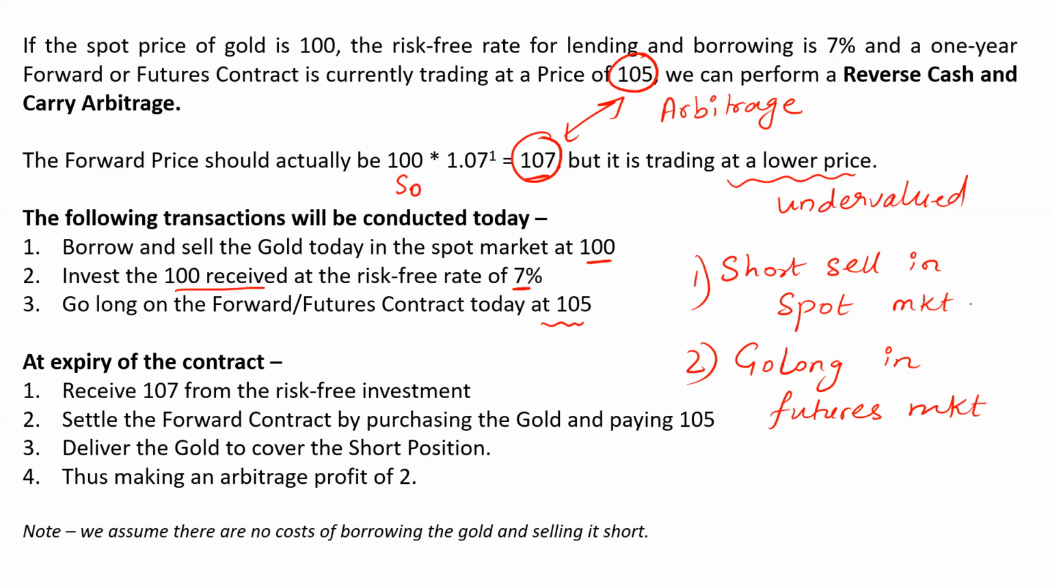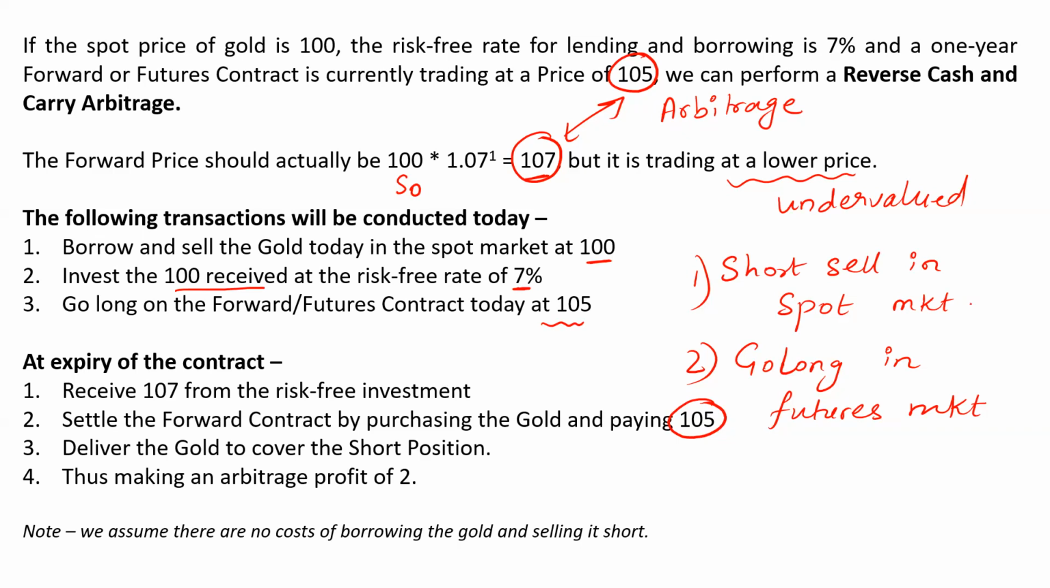Let's say that is from the bond. You are going long in the futures market today. That means upon expiry, you have to buy the underlying asset. You're going to buy the underlying asset at what price? You're going to buy the underlying asset at 105. You have bought the asset at 105. You have to return the gold to the person from whom you have borrowed it at the starting of the year. So you are going to deliver the gold in order to cover the short position.